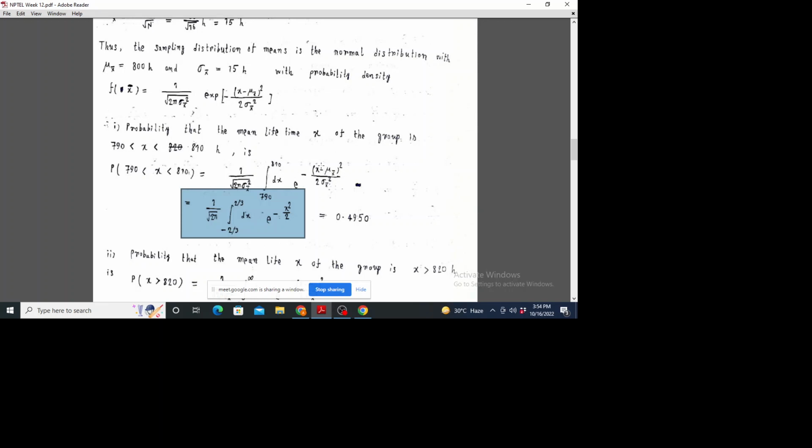Or also you can see, if you substitute mu x bar is 800, and just do the change of variable in integration, these are standard real integration techniques. First substitute x equal to x dash plus 800 and change the limits accordingly. If you substitute x equal to x dash plus 800, you will get the upper limit as 10 and the lower limit as minus 10.